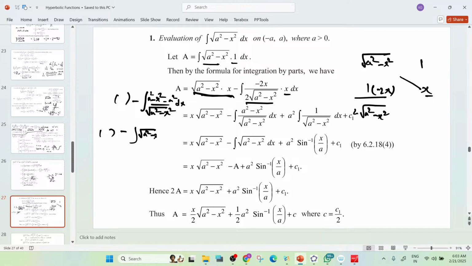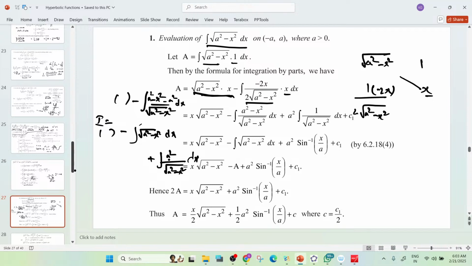Under root a square minus x square dx. Minus into minus will become plus, plus integral of a square by under root a square minus x square dx. So this entire thing should be equal to the original one. The original I is this, I equals something minus again I, plus this one.